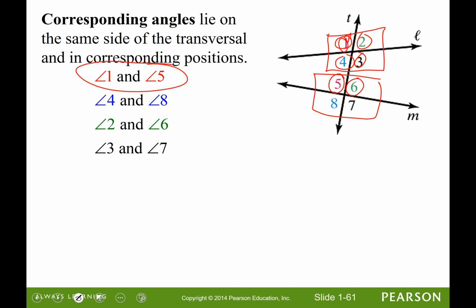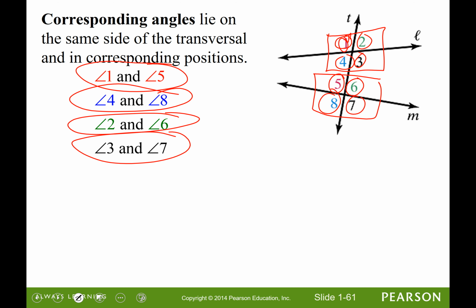2 and 6 are in the same position, so 2 and 6 are corresponding angles. 4 and 8 are in the same position, and 3 and 7 are in the same position. That makes them corresponding angles. So when you hear the word corresponding, you have to know what that means and be able to identify those corresponding angles.